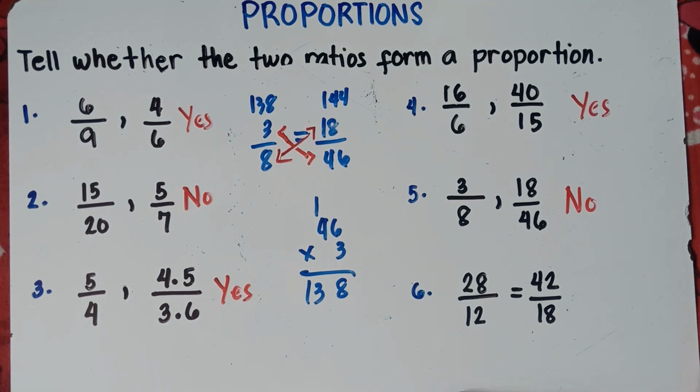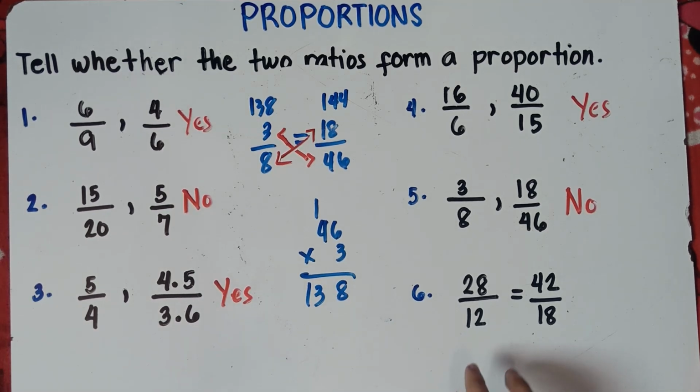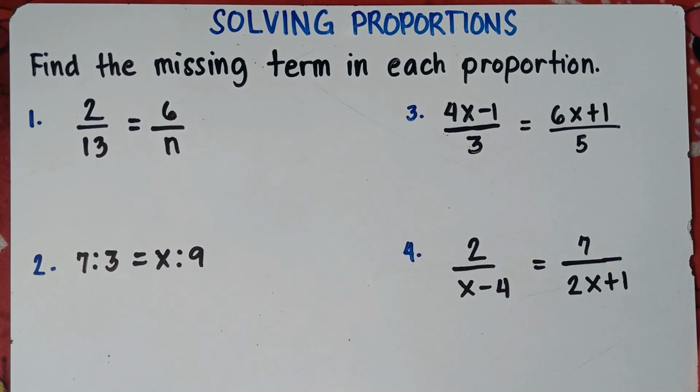Alright, so you try number 6, class, and you put your answer in the comment section down below. Let me check, class, if you really understand our topic for today. You need to determine whether the two ratios form a proportion. In the next part of our video, we will be solving proportions for the unknown variable. So let's proceed now in solving proportions.